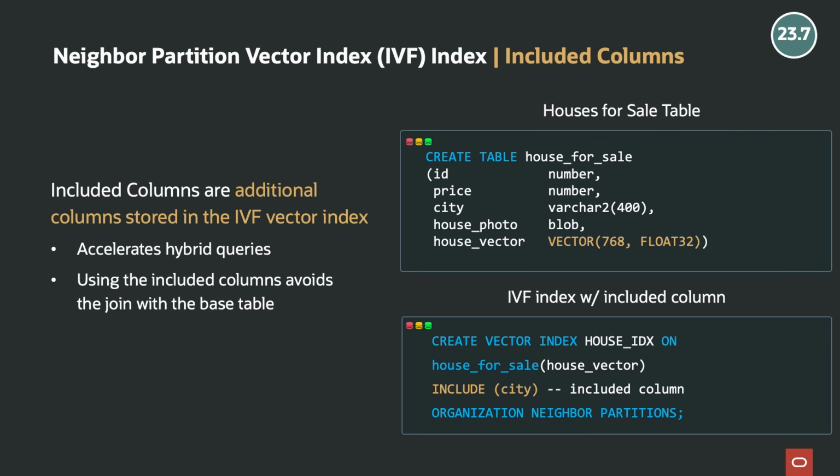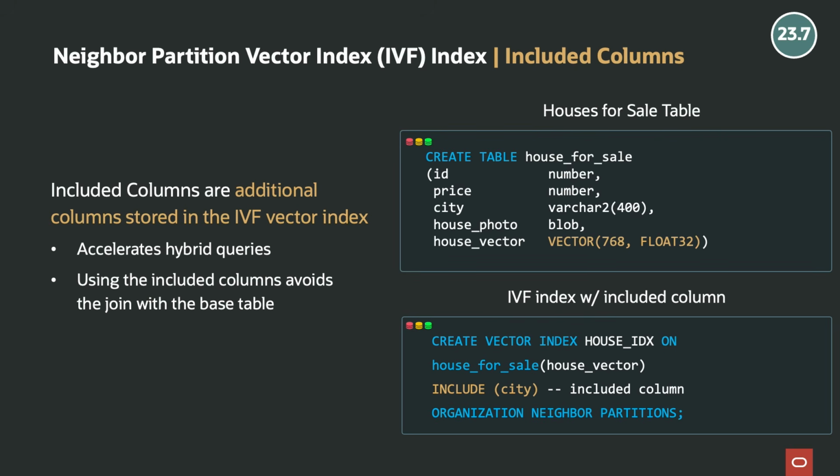Another great improvement that we introduced was the fact that you can now have additional relational columns along with your vectors for your IVF indexes. So this means that you don't have to go back to the base table to pick up those additional columns that you may want in the select list. And it also means that if you've got where clause predicates on those relational columns, we can filter on those columns during the index access as well.